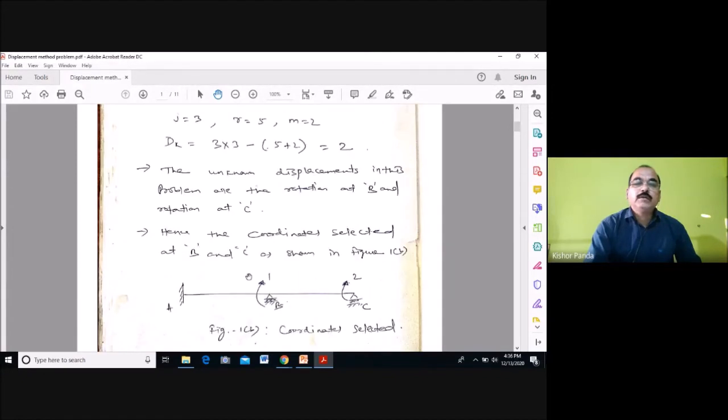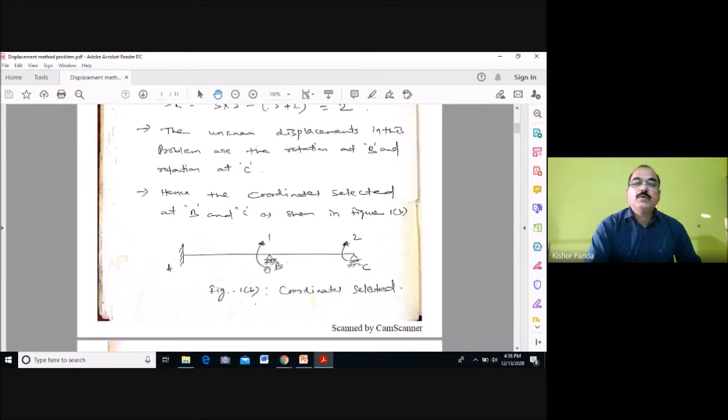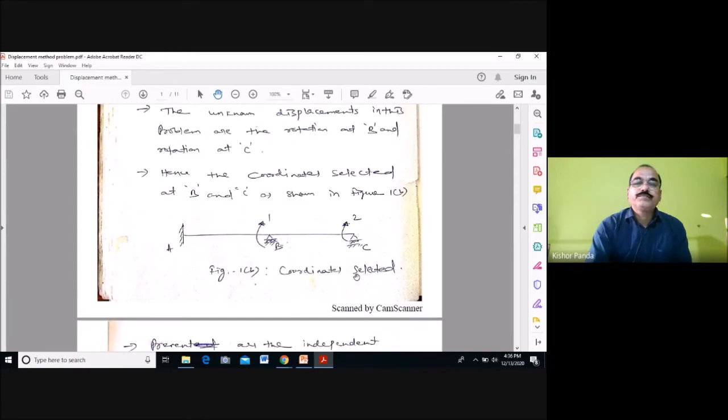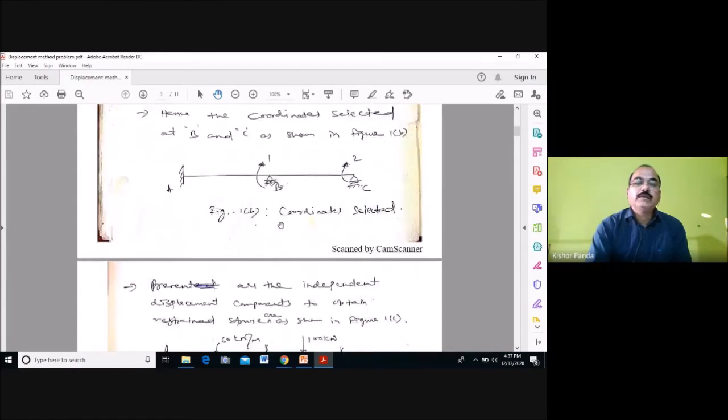The coordinates selected at B and C are 1 and 2, because here there is an unknown rotational displacement, and here also an unknown displacement. The rotational displacement is at C. So you have to assign the coordinates at B and C, 1 and 2. Coordinates selected. Then what is your next step after choosing the coordinates?